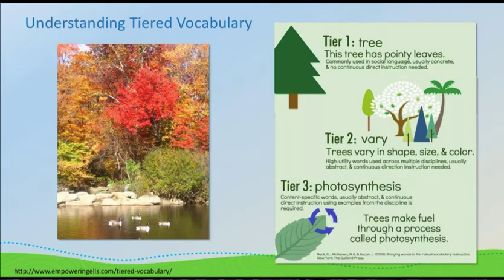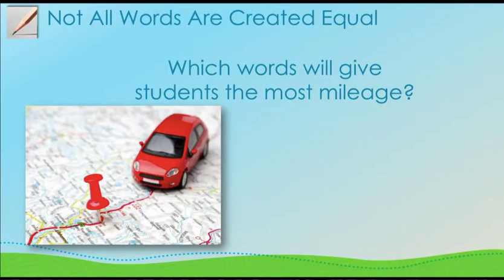And then the tier 3 word would be like photosynthesis, like trees make fuel through a process of photosynthesis. So the really lower frequency, very domain specific words. So not all words are created equal.